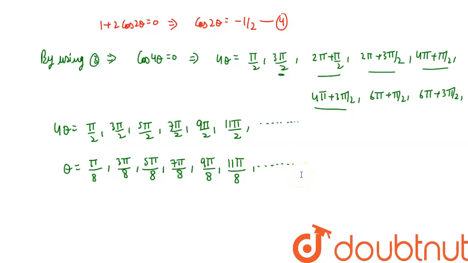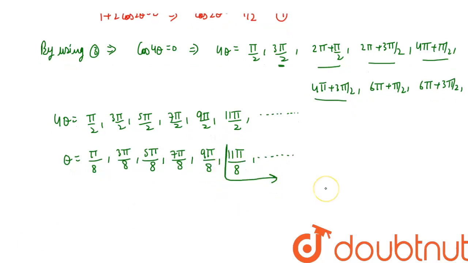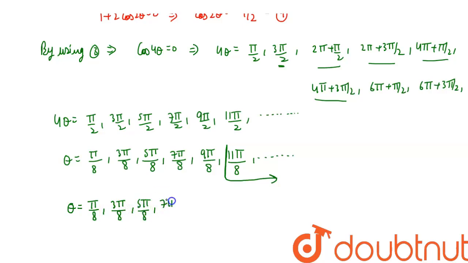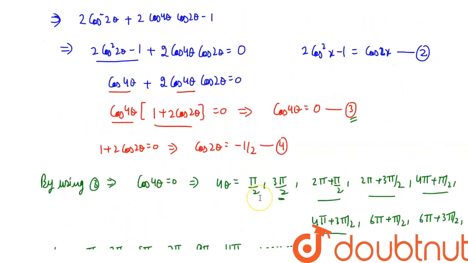Now since in the question they were asking us to find the solutions in the interval 0 to pi, we know that 11 pi by 8 is greater than pi. So the solutions which we get after this would definitely be greater than pi. So from this we get the solution of theta as pi by 8, 3 pi by 8, 5 pi by 8, 7 pi by 8, 9 pi by 8. That's it. That is what we get from the third equation.